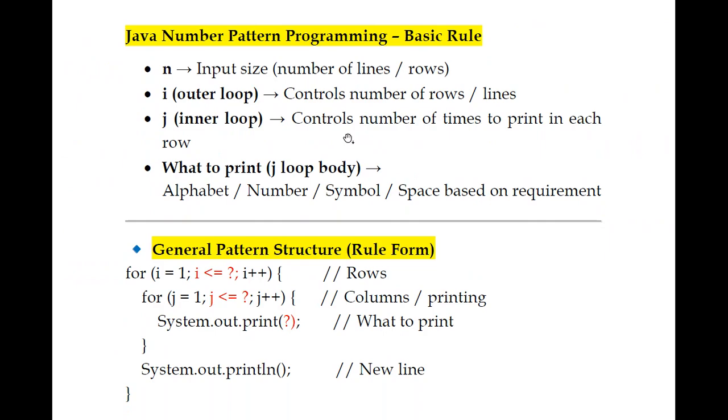n is your input size, that is, the number of lines or rows is decided by this n. i is your outer loop, which controls the number of lines or rows. How many rows you have at last is decided by the input size you give, but what you actually print is controlled by the i variable. j is the inner loop, and it controls the number of times to print in each and every row. In each row, how many numbers, characters or symbols you print is decided by this inner loop. Then the body of the j loop is an alphabet, number or symbol, some special thing.